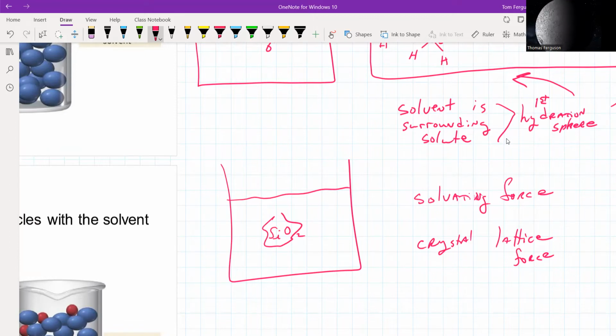Now, when you have your cup of coffee and you put sugar in, and your coffee's cold, versus another cup that's hot and you put your sugar in, which dissolves quicker? Why do you think that is? We have the solvating force, crystal lattice force. Now, crystal lattice force is the same on both of them, right? What's the difference between the two? The solvent is the same, but what else about the solvent? Temperature.